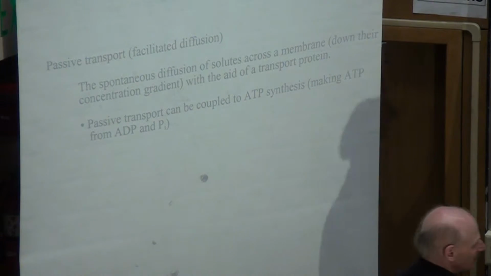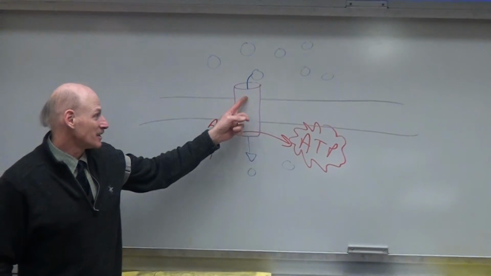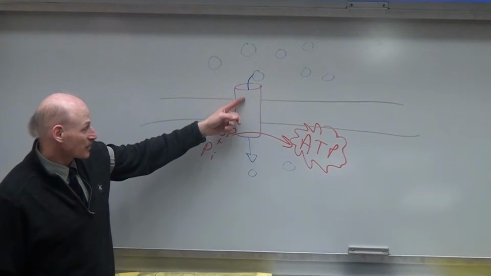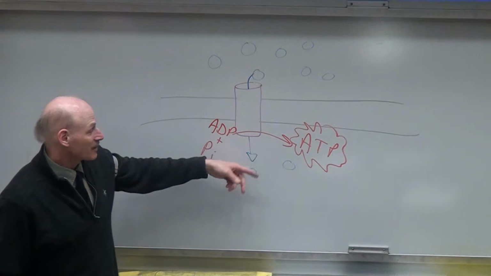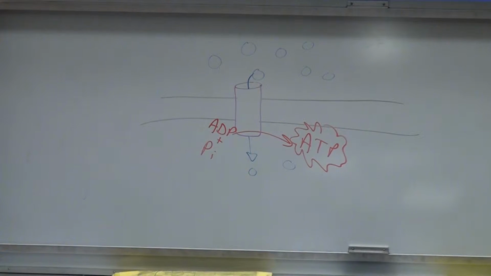Like we see here. And I didn't put this on the chart, but the actual name of this protein is called ATP synthase. ATP synthase is a transport protein, but it's also an enzyme that can link ADP to Pi using the energy of the solutes that are passing through.